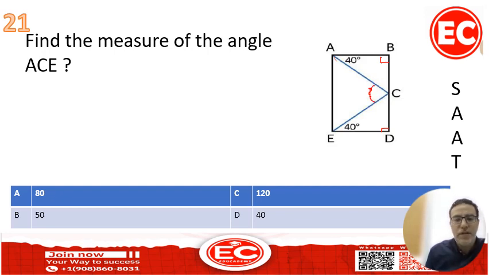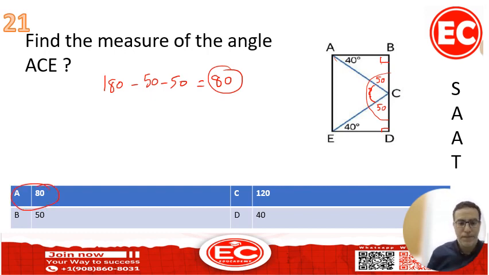This angle is 90 and this angle is 40. The sum of the interior angles of the triangle is 180, so this angle is 50. And sure, this angle is 50. The whole angle here is equal to 180, adjacent angles. So 180 minus 50 minus 50 is equal to 80. So the measure of the angle ACE is equal to 80, and the right answer is A.